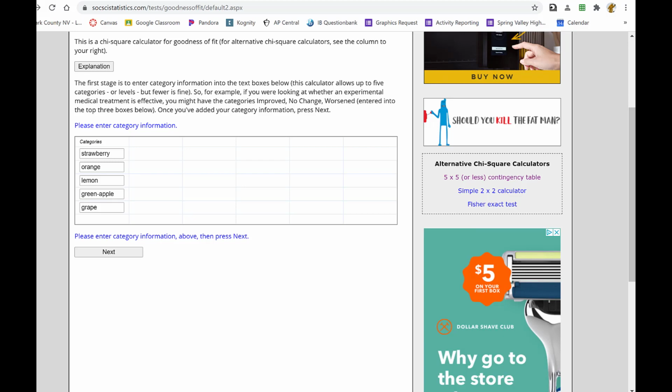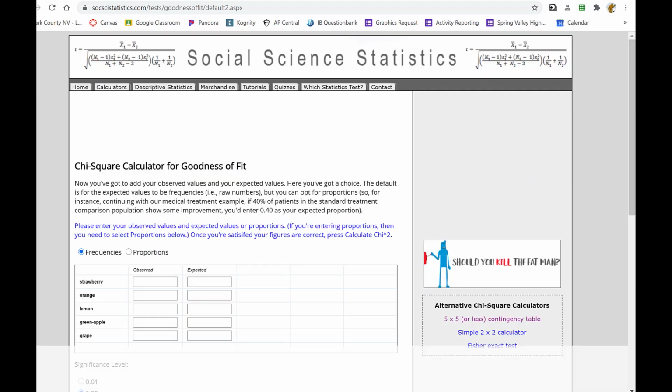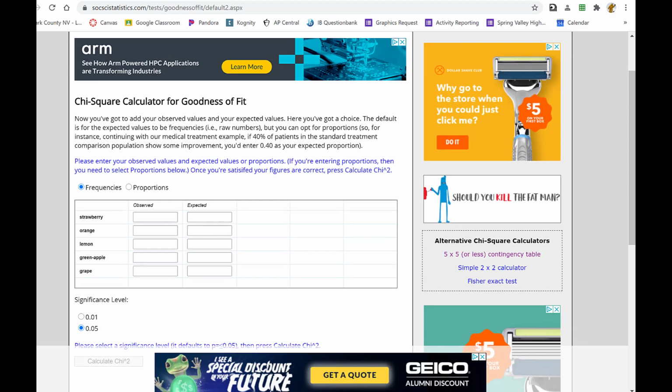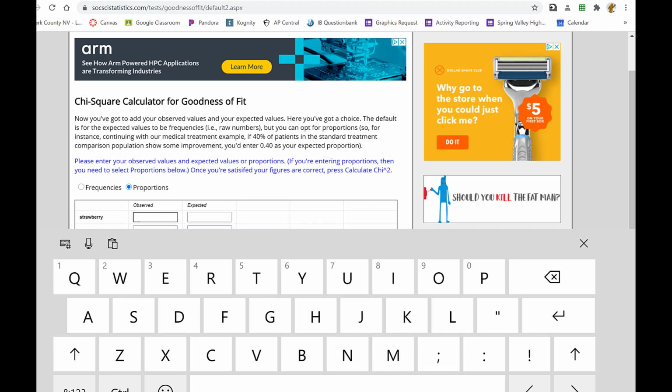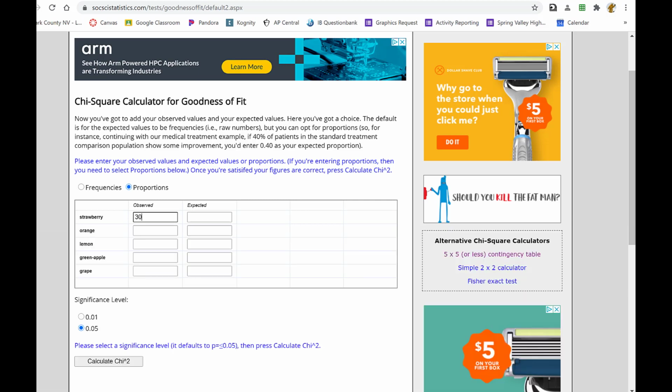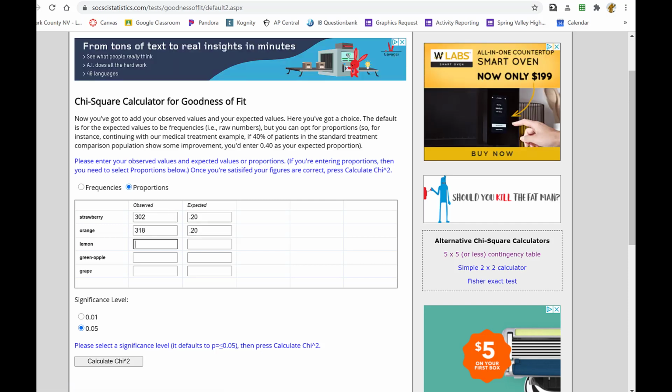Let's go ahead and click Next and see what we get. So now we have the option to type in our observed and our expected. We could do the expected counts, or we can do the expected proportions. You don't have to do both. I'm going to click proportions because that's just going to be a little bit easier. And I'm going to type in each of the proportions that we had from before. So I had 302 that were strawberry with a 20% expected proportion. I had 318 that were orange with, again, an expected 20%. Filling in the rest of the table here.